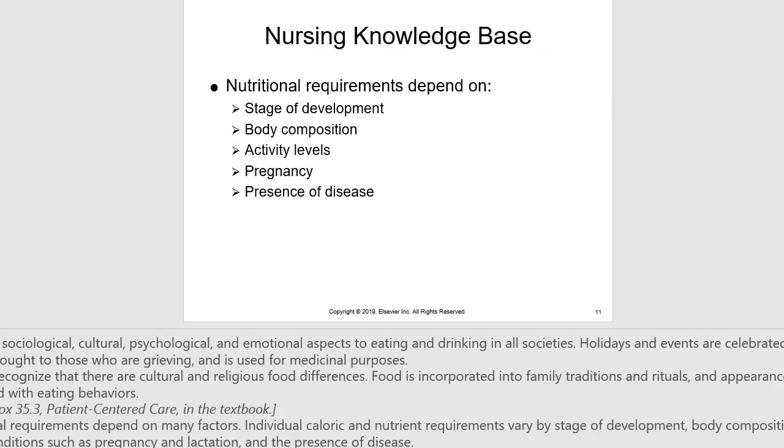Nutritional requirements depend on many factors. Individual caloric and nutrient requirements vary by stage of development, body composition, activity levels, conditions such as pregnancy and lactation, and the presence of disease. Registered dietitians may use predictive equations that consider each of these factors as a starting point for estimating a patient's nutrient requirements.